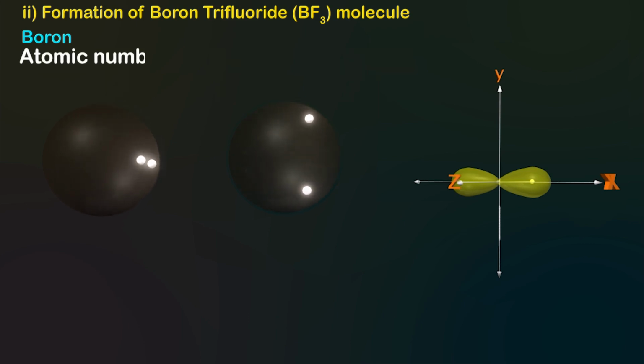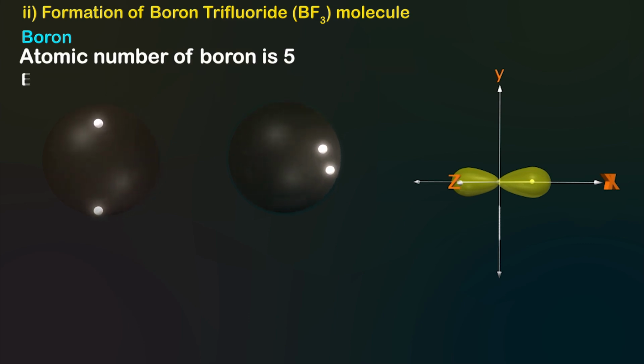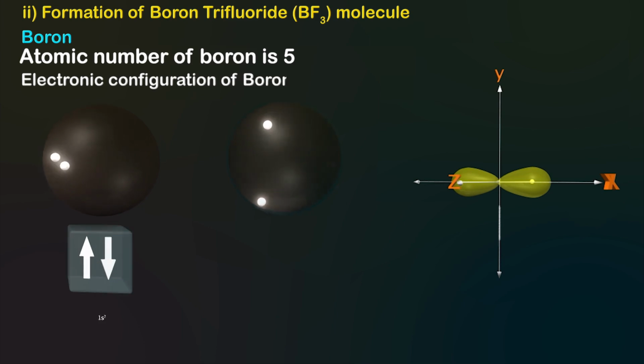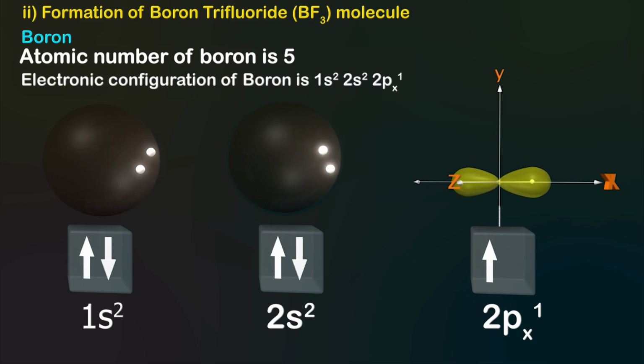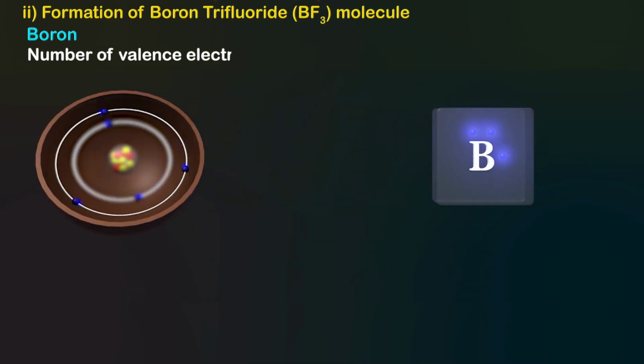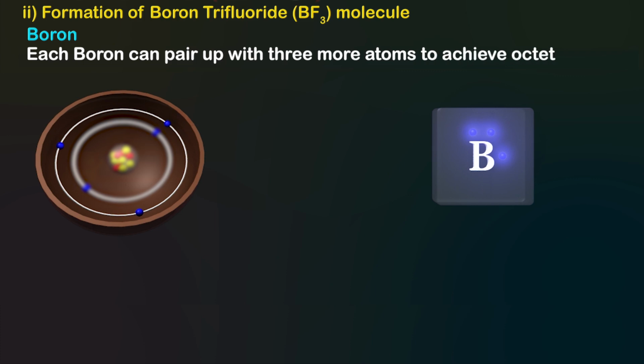Boron. Atomic number of boron is 5. Electronic configuration of boron is 1s2, 2s2, 2px1. Number of valence electrons in the outermost shell of boron is 3. Each boron can pair up with 3 more atoms to achieve octet configuration or stability.